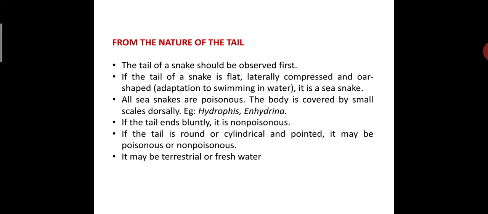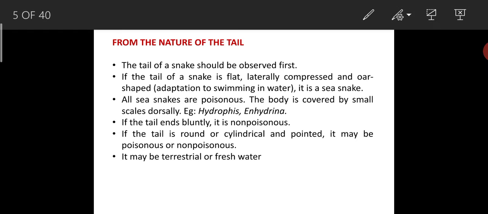If the tail is round or cylindrical and pointed, it may be poisonous or non-poisonous. It may be terrestrial or freshwater, so there will be confusion in saying whether it is poisonous or non-poisonous. First, all sea snakes are poisonous, and if the tail is flat, they can be easily identified. If the tail ends bluntly, it is non-poisonous. If it is round, cylindrical or pointed, it may be poisonous or non-poisonous, and there may be confusion at this point.